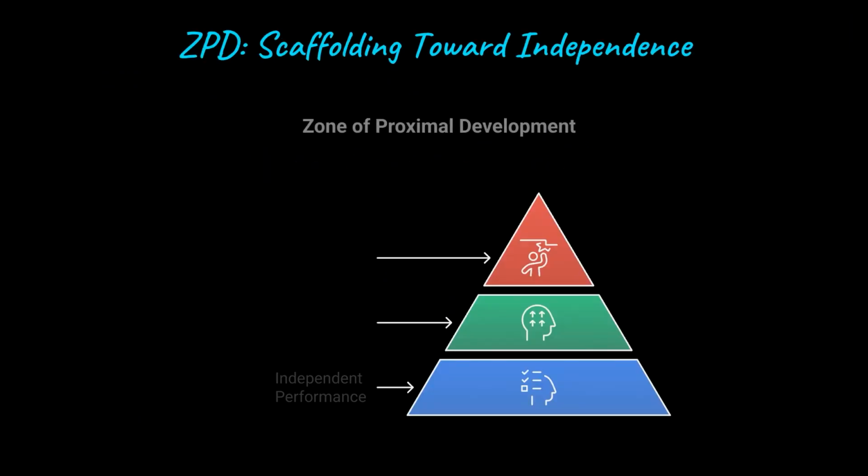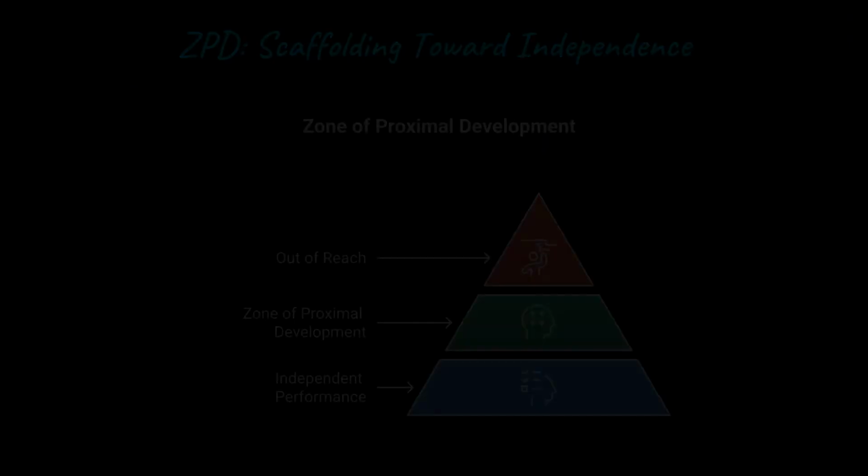As a learner internalizes the support, absorbing the guidance into their own thinking, the zone shifts upward. Yesterday's assisted task becomes today's independent achievement, and a harder task moves into the zone. The art of teaching is identifying where that zone sits at any given moment.